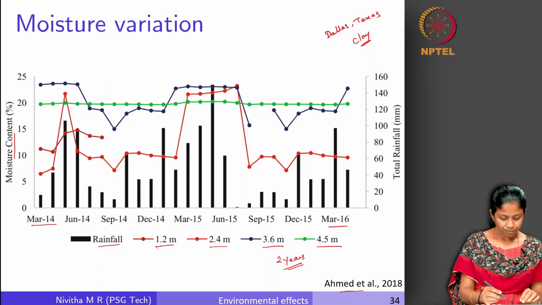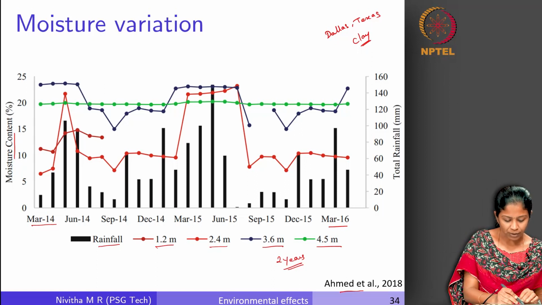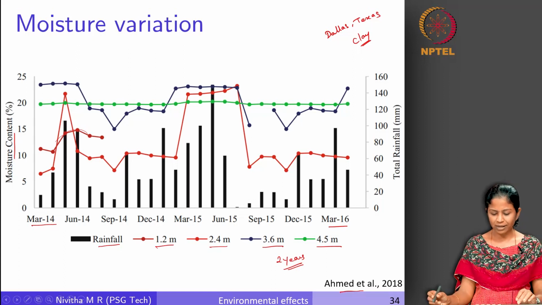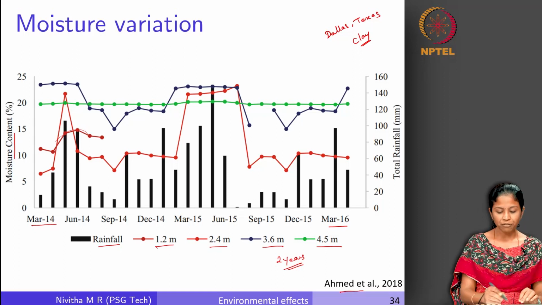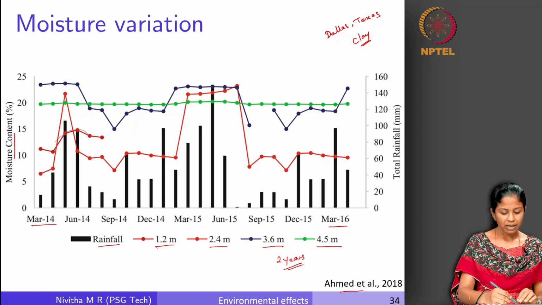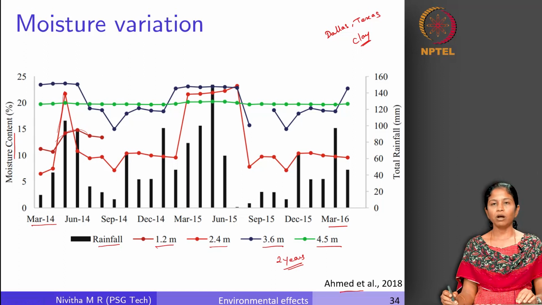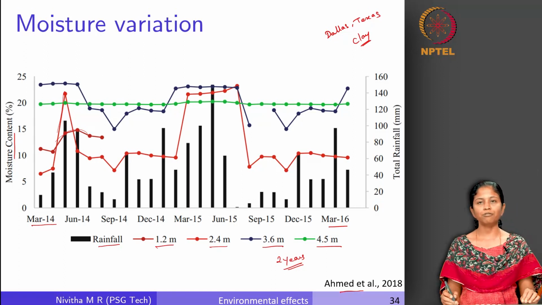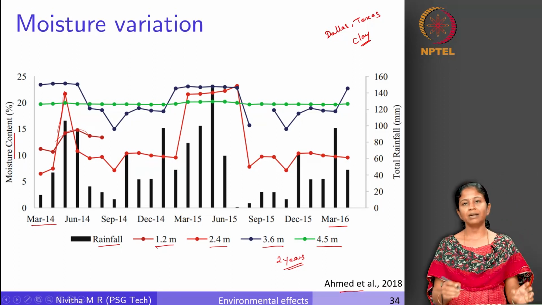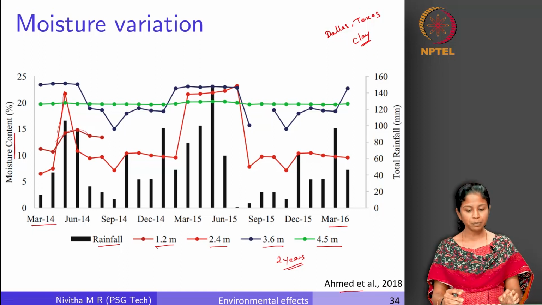Now, if you see at 1.2 meter, you can see how much is the variation, right. This red line here, this data is not available for many locations. If you see at 2.4 meter, you can see when there is a higher rainfall, when there is more precipitation, the moisture content has proportionally increased, reduced, and then it has increased again when there is rainfall, reduced again during the dry spell, and then kind of varies. So, we will not be able to specify a particular pattern for this variation, but we can see that it more or less varies with the precipitation.